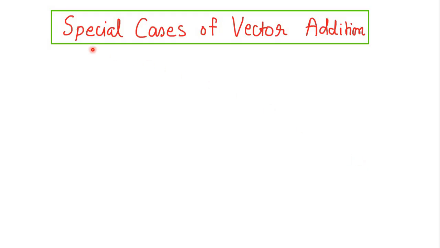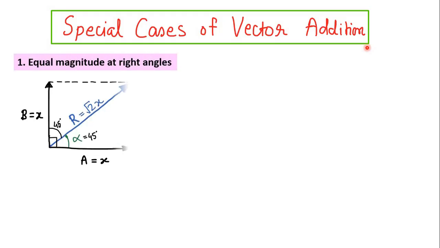Now we are going to study some special cases of vector addition. First special case is when both the vectors have equal magnitude and they are at right angles, meaning the angle between the vectors is 90 degrees. So suppose that this is the first vector a whose magnitude is x, and this is the second vector b, whose magnitude is also equal to x. So this is a special case where both vectors have equal magnitude and the angle between them is 90 degrees.